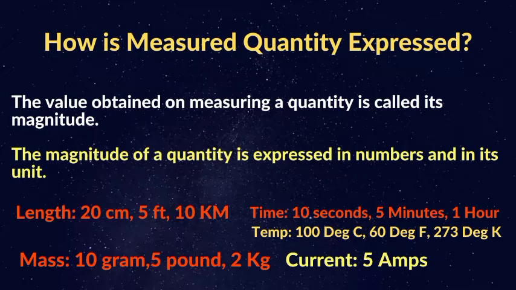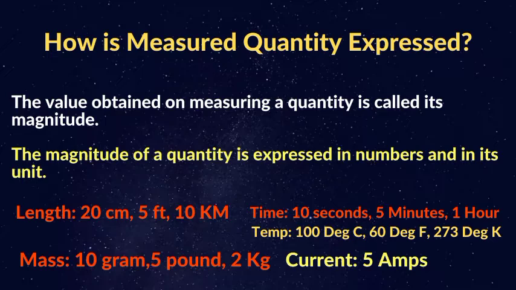Mass, like 10 gram, 5 pounds or 2 kgs. Time, we tell 10 seconds, 5 minutes, 1 hour, like that. Temperature, 100 degrees C, 60 degree Fahrenheit, 270 degree Kelvin. In electric current, 5 amps. So 5 is the number and amps is the unit.